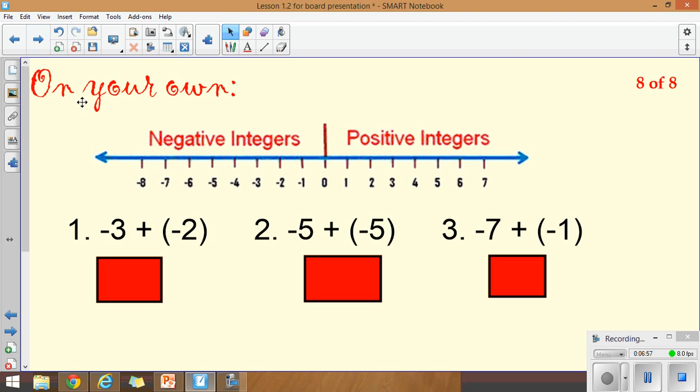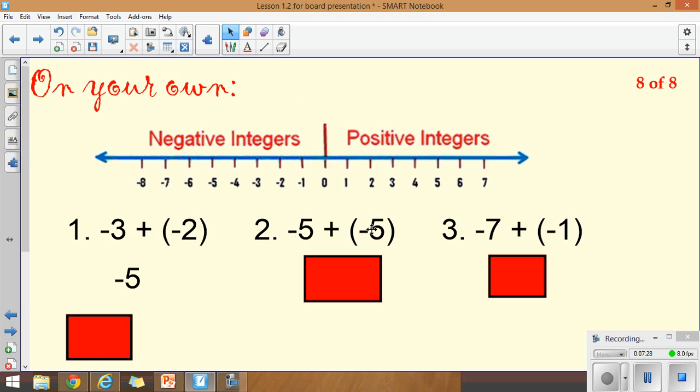In this last slide, students typically work on their own. They would pause the video, but just to save some time, we're going to go through these. This section is called On Your Own, and this is typically where we have a class discussion the next day in class. So -3 plus -2, using the number line, always starting at 0. We go 3 to the left, and we're going to add on 2 more negatives. We end up at -5.